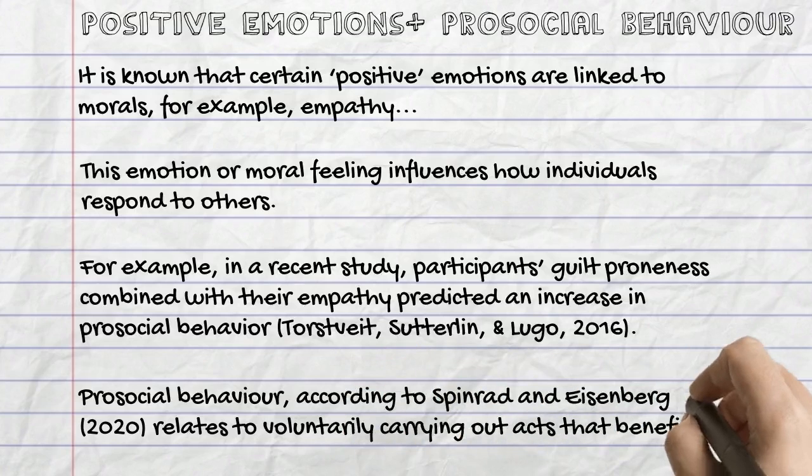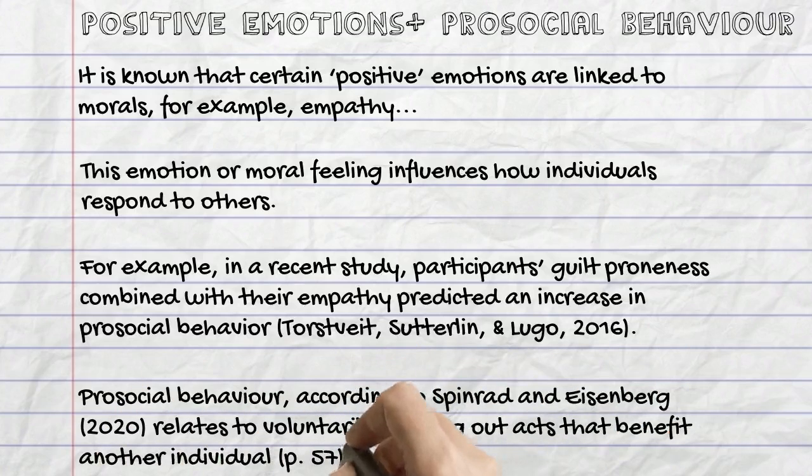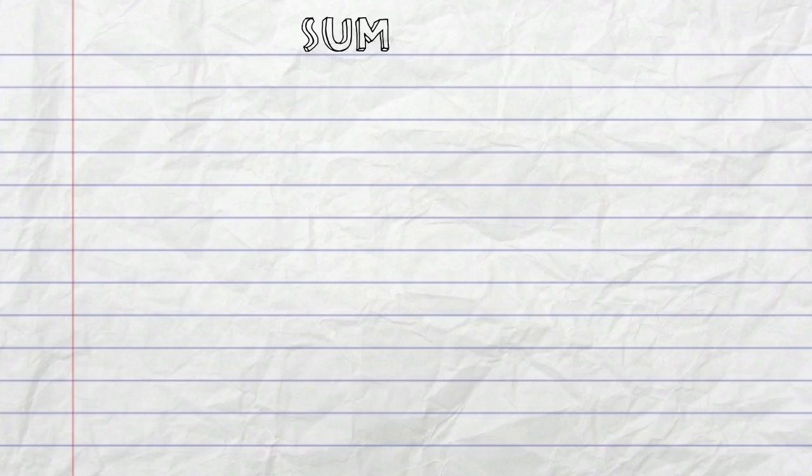For example, in a recent study, participants' guilt proneness combined with their empathy predicted an increase in pro-social behavior. Pro-social behavior relates to voluntarily carrying out acts that benefit another individual. There is evidence to strongly suggest that when children experience strong positive emotions, such as empathy, they are more likely to carry out pro-social behavior. In comparison, experiencing negative emotions is more likely to lead to a decrease in pro-social behavior. Strong moral feelings such as empathy are therefore believed to play an essential role in the development of children's morals as they grow into adolescence and adulthood.